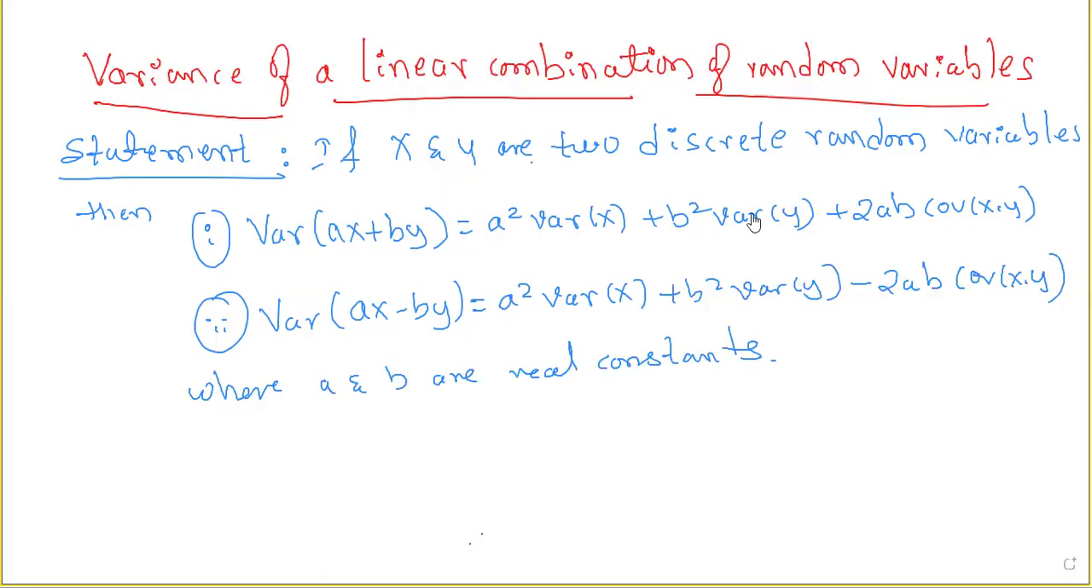So this was the theorem with this statement, that is if x and y are any two discrete random variables, not only discrete, these are applicable for continuous also. In general, if x and y are any two random variables, then variance of ax plus by equal to a square into variance of x plus b square into variance of y plus 2ab into covariance of xy. Similarly, with minus, this will be equivalent to this equation, right? So now we are going to prove this.